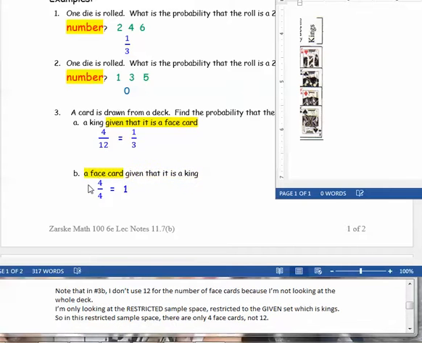Notice that in 3B, it asks about face cards, but there is no 12 in this answer. I don't use 12 for the number of face cards because I'm not looking at the whole deck. I'm only looking at this restricted sample space, restricted to the given set, which are the kings. So in this restricted sample space, how many face cards are there? In this space, there are 4 face cards, not 12.